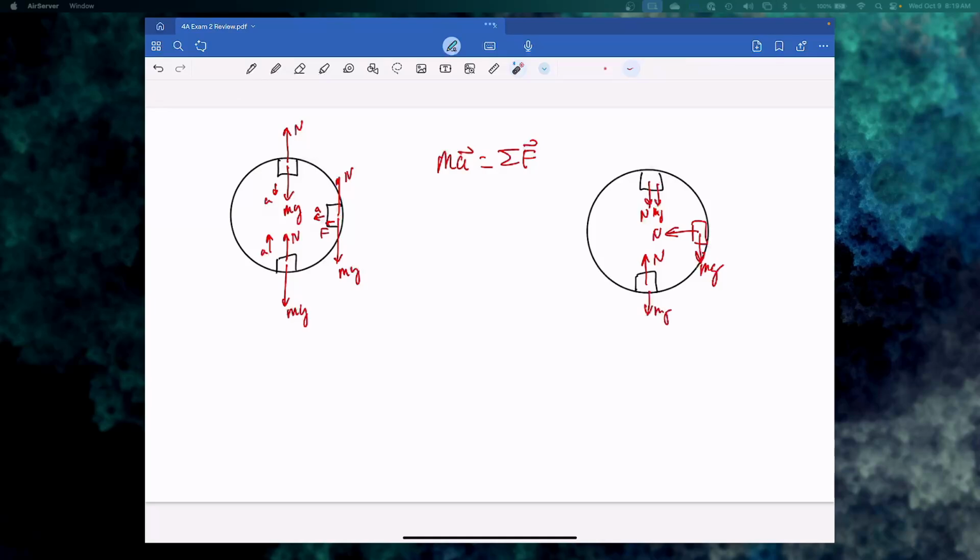Imagine a tennis ball that's attached to a string. Okay, so what's keeping the ball going in a circle? Tension. What's the centripetal force? Tension, right? It just happened, right? The tension is the one that is pulling this ball towards the center of that circle.